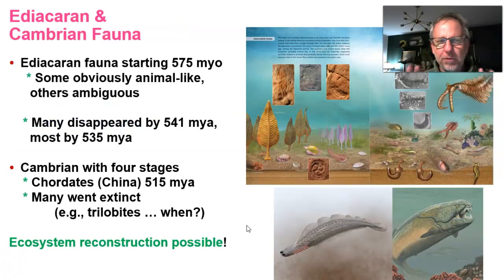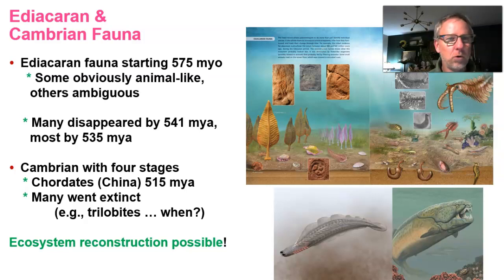So for the animal fossil record, before the Cambrian period, which started about 540-ish million years ago, there was the Ediacaran fauna. That's what we call it, Ediacaran fauna. And it's named after a region in Australia called the Ediacaran region. And these represent some of the oldest fossilized animals that we have. Some other Ediacaran fossils have been found in other parts of the world, I think in China, but that fossil record begins 575 million years ago.